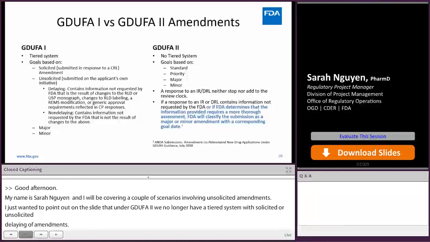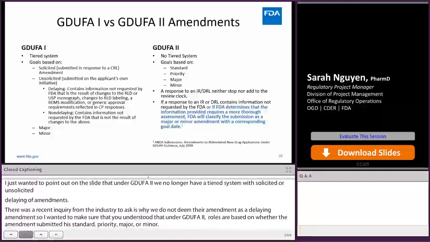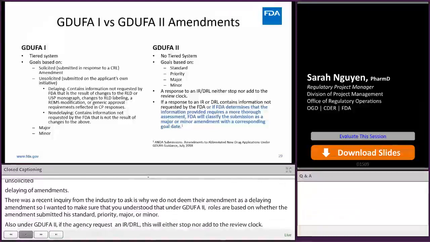Also, under GDUFA 2, if the agency requested an IR or DRL, this will neither stop nor add to the review clock. However, in the event the agency determines that the response to an IR or DRL contains information that was not requested by the FDA, or if the FDA determines that the information provided requires a more thorough assessment, FDA will classify the submission as a major or minor amendment with a corresponding goal date.